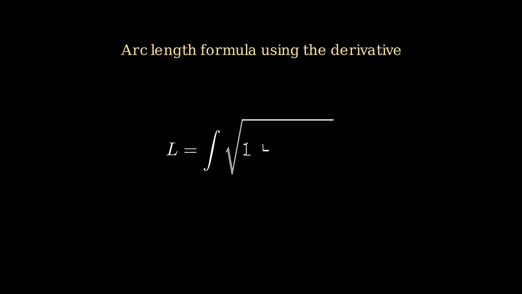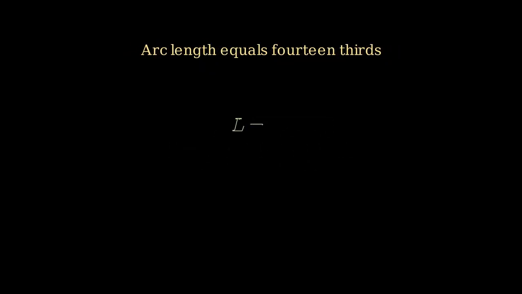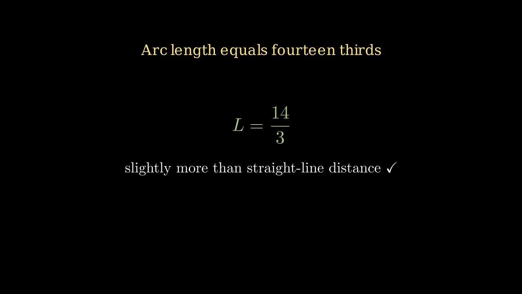Now we find an arc length using the formula arc length equals integral of the square root of 1 plus open bracket dy by dx close bracket squared dx. Evaluating this integral over the given limits gives an arc length of 14/3. Checking, this value is slightly larger than the straight line distance between the endpoints, as expected for a curved arc.